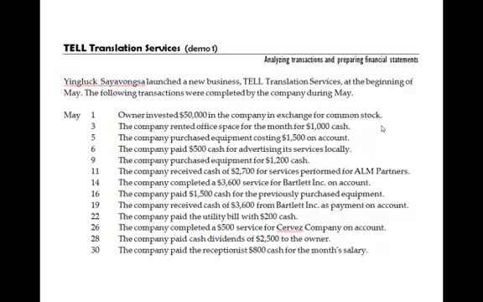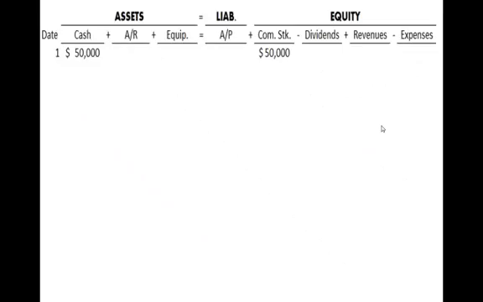So what is that going to look like on our worksheet? It's going to look like this. We're showing $50,000 going into cash. It's a positive number, okay? And we're showing $50,000 in common stock. And we put the date, which was May, I believe, 1st. All right? Is our accounting equation in balance?